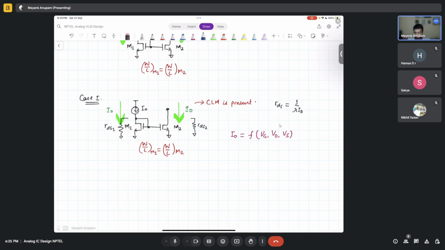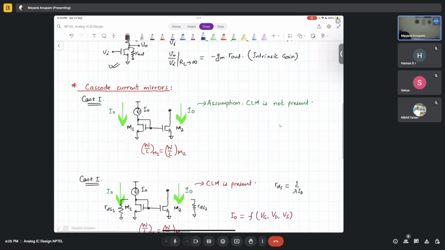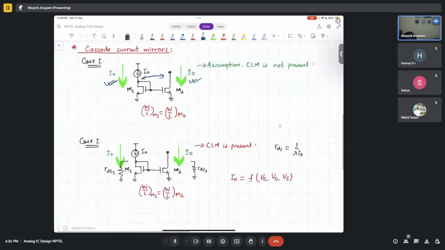Now, why was this not a problem here? Here also drain voltage can change, right? For the two MOSFETs, but still we ended up saying that the current will be same for both the MOSFETs. Why is that the case? So basically, this thing, the current becoming a function of gate voltage, drain voltage, and source voltage.